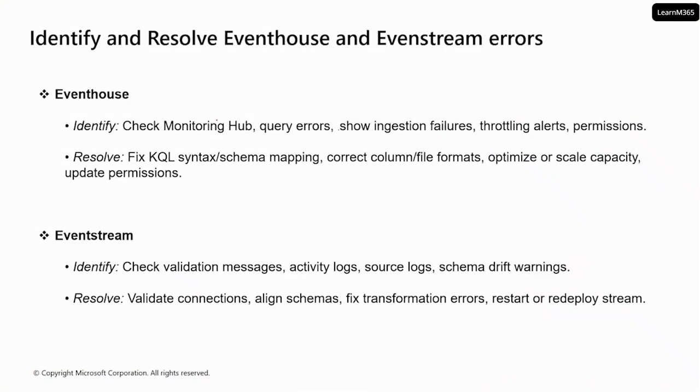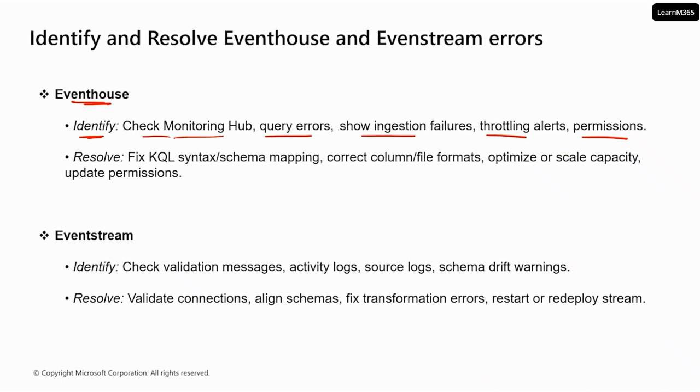Now, if you're working with event houses and event streams, there may be some issues which you may encounter. So if you're working with the event house and you need to identify some errors, how can you identify them? You can use the monitoring hub. You can check the query errors there. You can also see ingestion failures, throttling alerts, or permissions issues from the monitoring hub. All these things you can achieve.